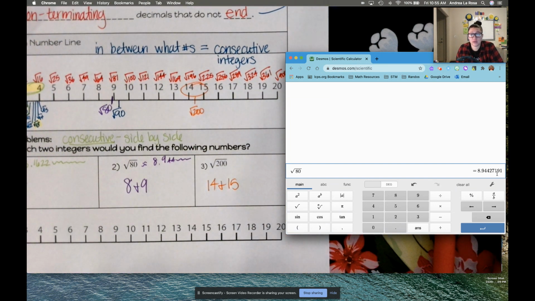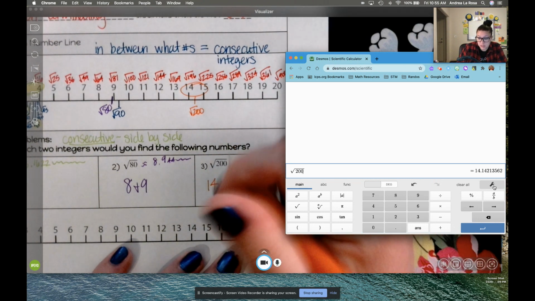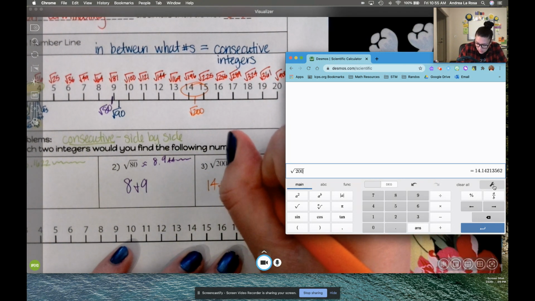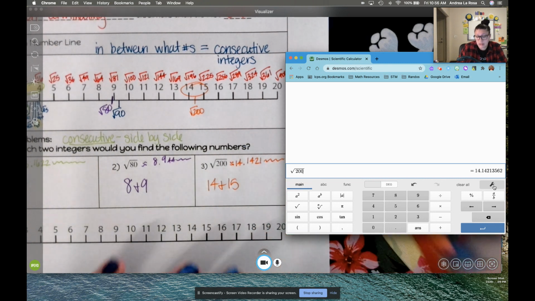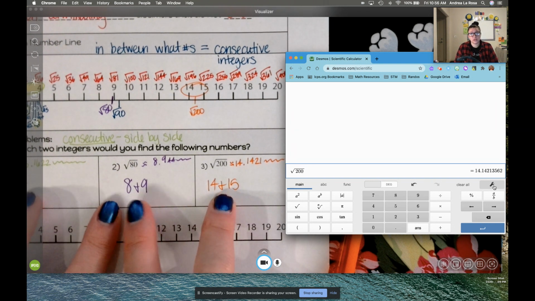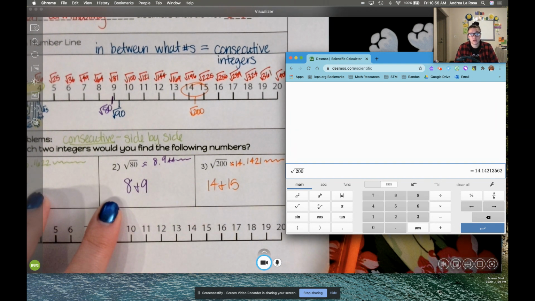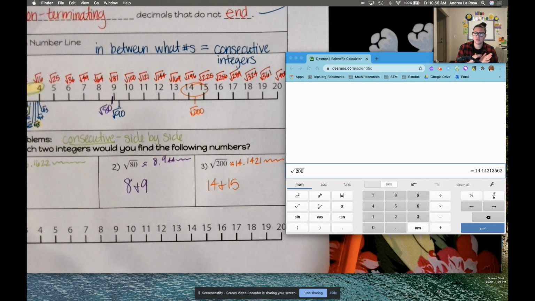And if you use the calculator route, I've got the square root of 200, and I see that that's approximately equal to 14.1421, blah. So sometimes they'll ask you what two integers it's between, and sometimes they might ask you another question. They say, is it going to be closer to which number?